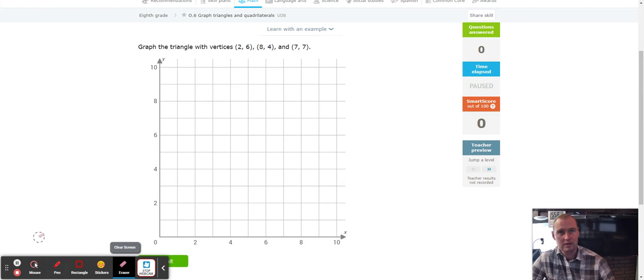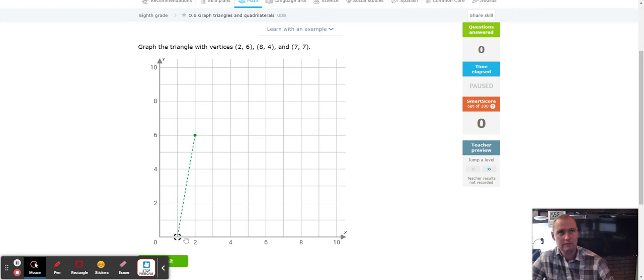Starting with 2, 6. 2 means to the right 2, 1, 2 because it's positive. Up 6, 1, 2, 3, 4, 5, 6, and there is 2, 6. Now notice there's going to be like a string attached. Don't let it bother you because it doesn't do anything until you finally click.